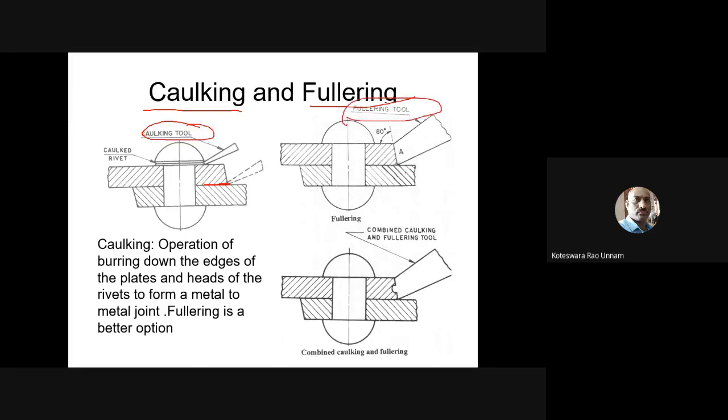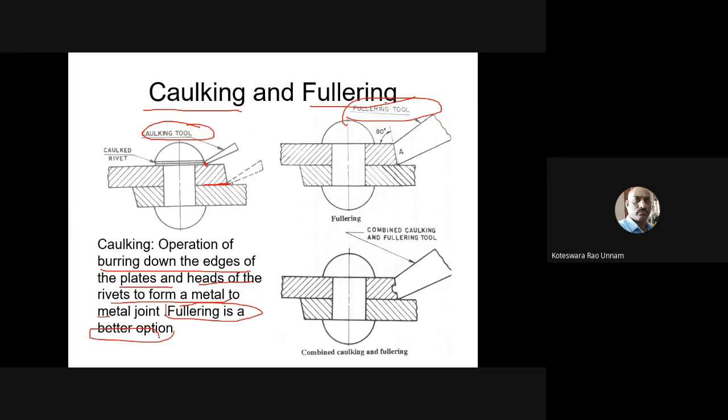The difference between these two is only the edge thickness here. But you can use it here or you can use it here. Using these two operations, what we are doing is burning down the edges of the plates and heads of the rivets to form a metal to metal joint. Fullering is the better option. So out of these two, fullering is the better option.